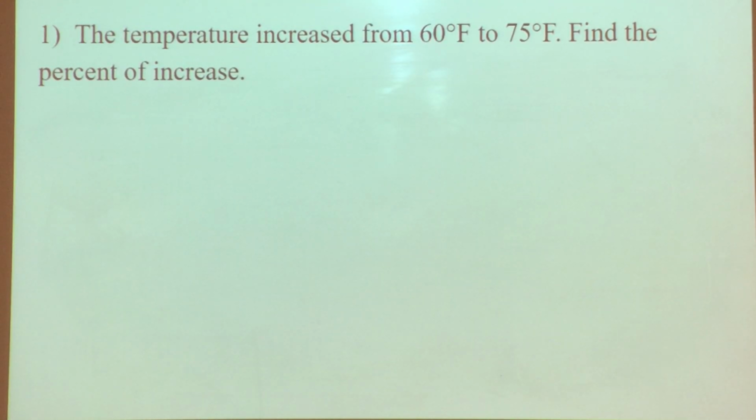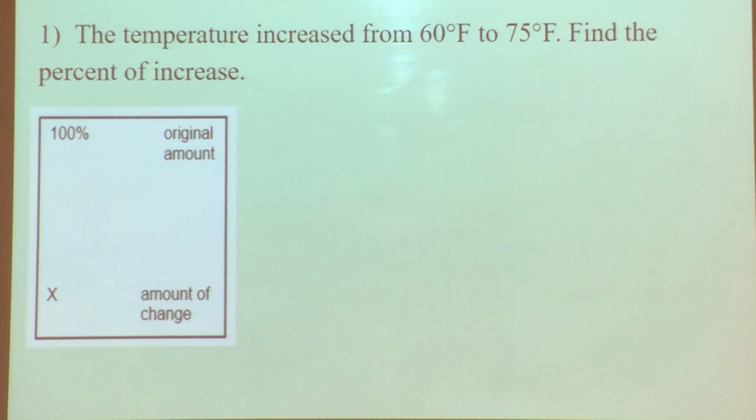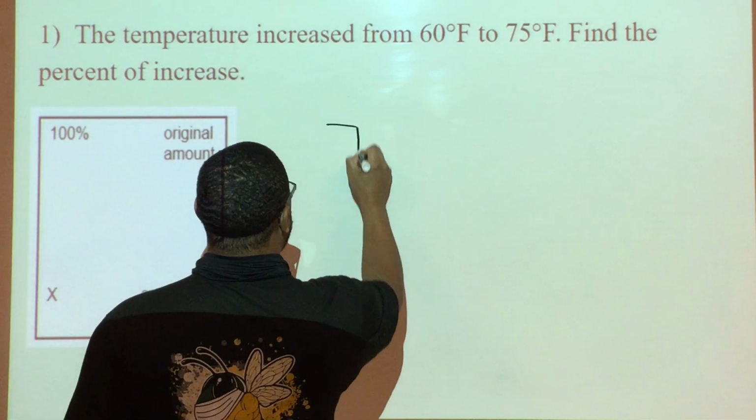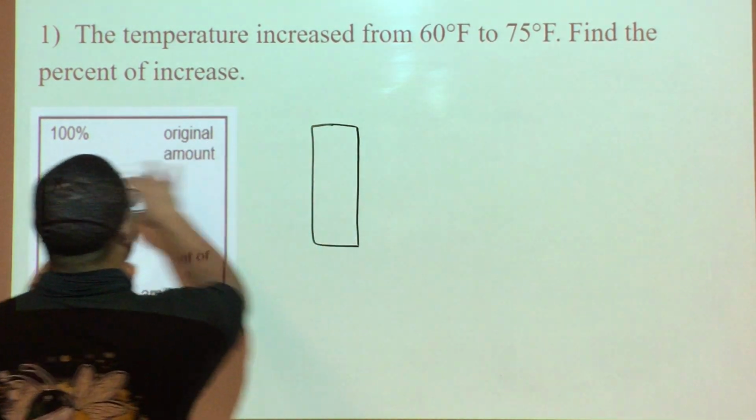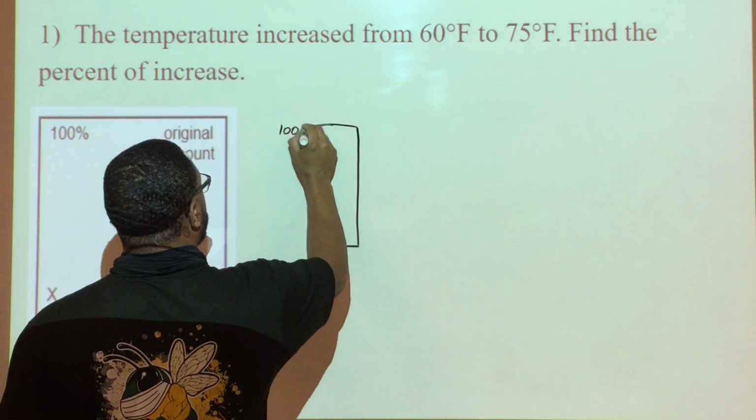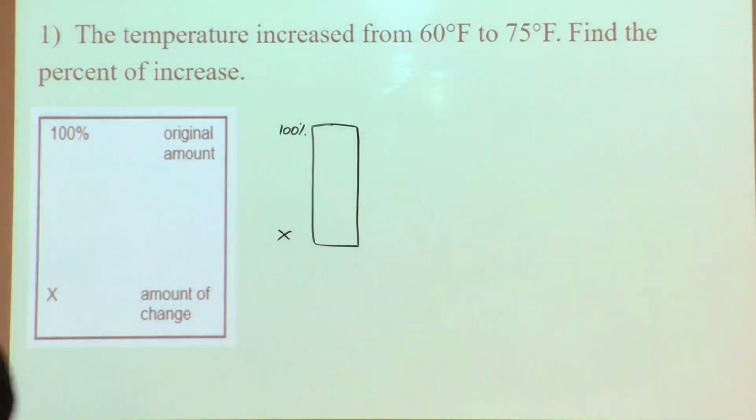It says the temperature increased from 60 degrees to 75 degrees. Find the percent of the increase. Now, as I approach this problem, I'm going to make note of the percent bar that I'm going to use when dealing with percent of change. And then all I'm going to do is just plug in the numbers where they go. So if we look at this problem, I'll just go ahead and draw a bar next to it, and I'll just mimic what this says. So 100% will be here, X will be here.